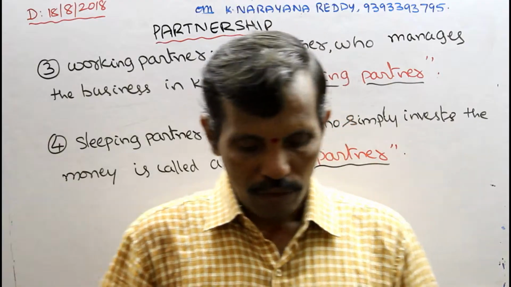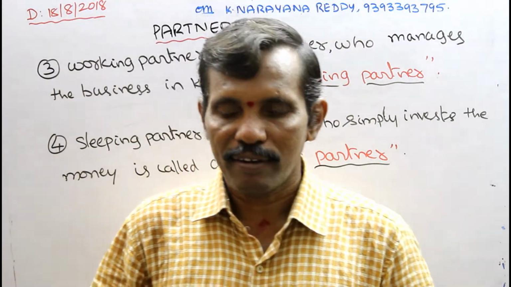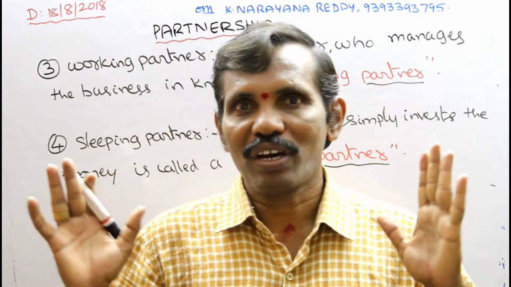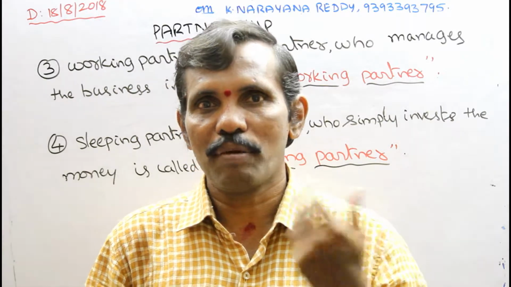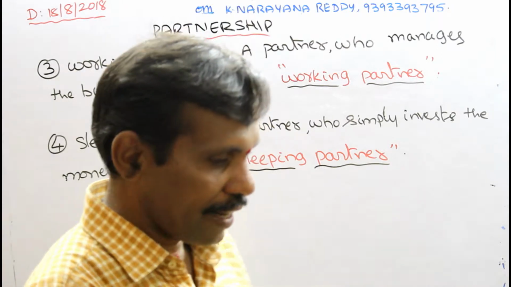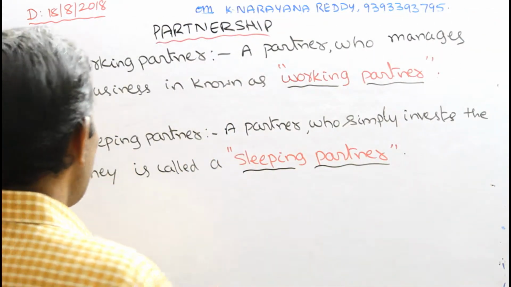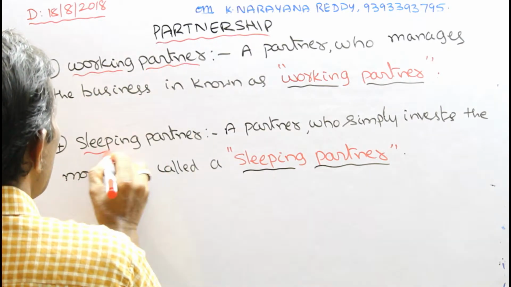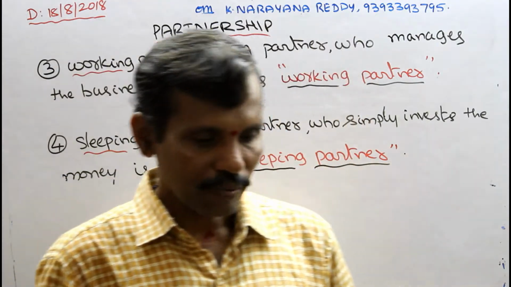Okay, another important point here: partners are of different types. Partners are of different types: working partner and sleeping partner. So what is a working partner and what is a sleeping partner? That is most important. So here we can see working partner and sleeping partner. What is a sleeping partner? What is a working partner? Simple.